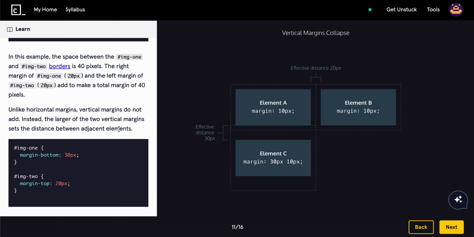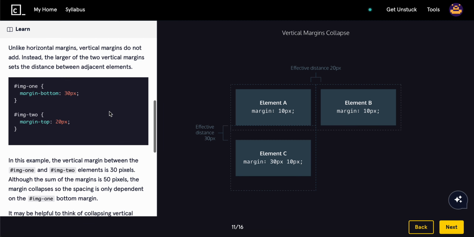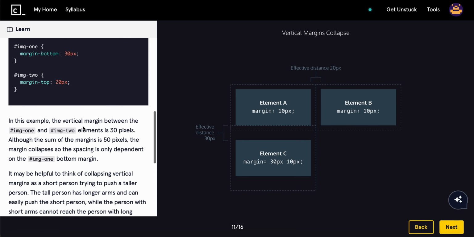Unlike horizontal margins, vertical margins do not add. Instead, the larger of the two vertical margins sets the distance between adjacent elements. So if you had like a bottom and a top, in this example, the vertical margin between image 1 and image 2 is 30 pixels. Although the sum is 50 pixels, the margin collapses, so the space is only dependent on the image 1 bottom margin. So let me basically tell you this.